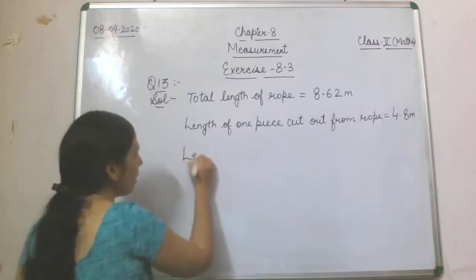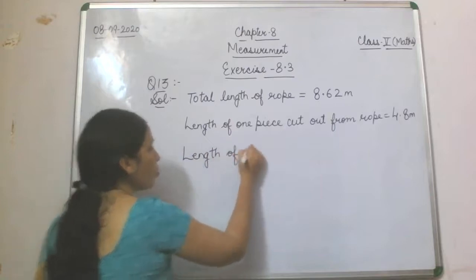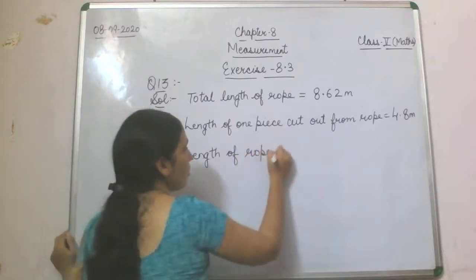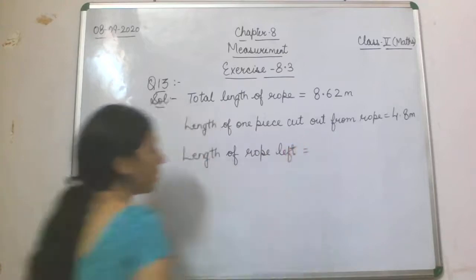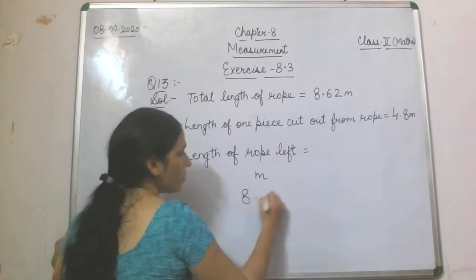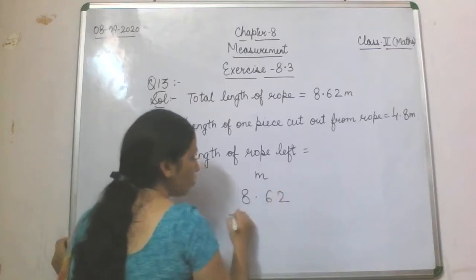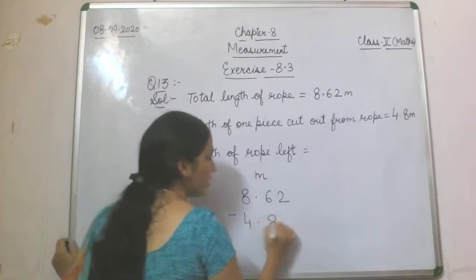We'll write the length of rope left. So wherever this word left comes, you are supposed to do subtraction. So we will do subtraction here: 8.62 minus 4.80.